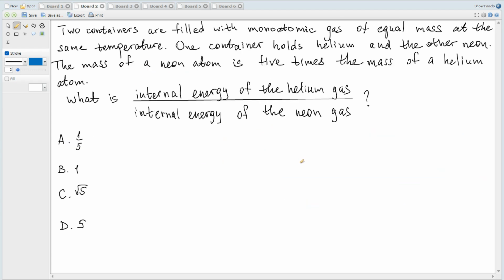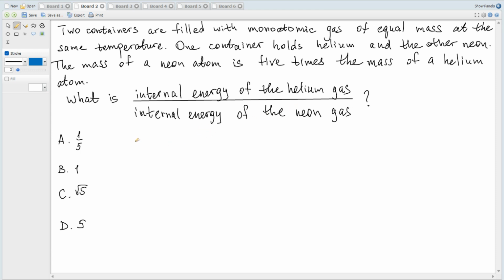Two containers are filled with monoatomic gas of equal mass at the same temperature. One container holds helium and the other neon. The mass of a neon atom is 5 times the mass of a helium atom. What is the ratio of the internal energy of the helium gas to the internal energy of the neon gas?